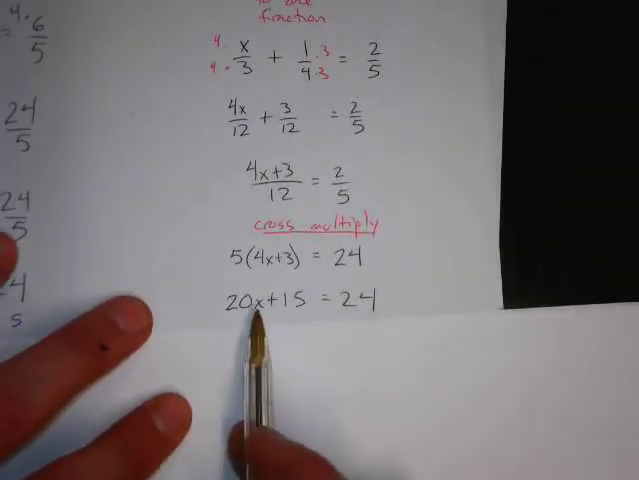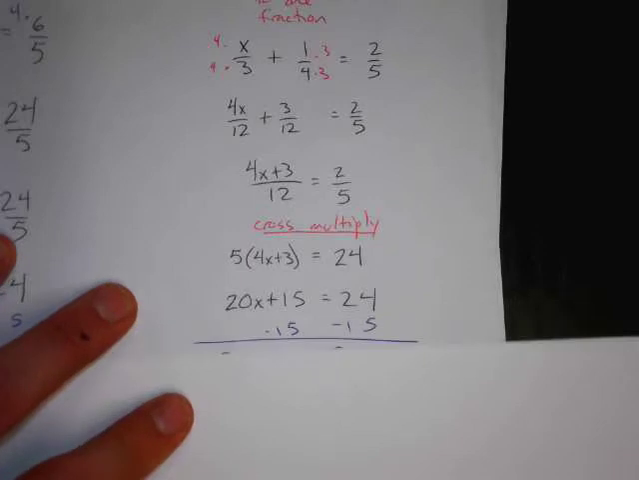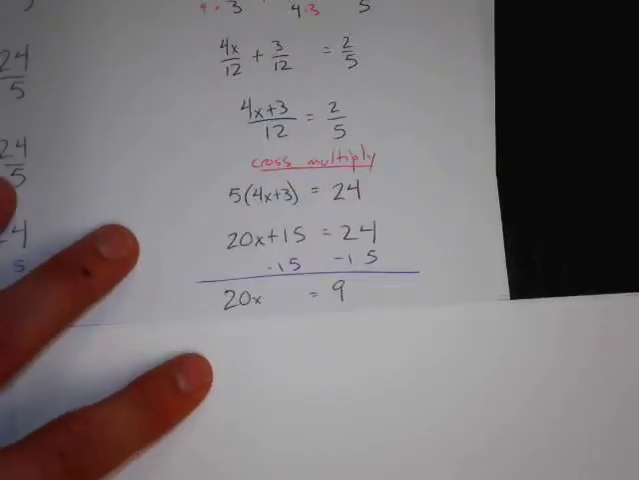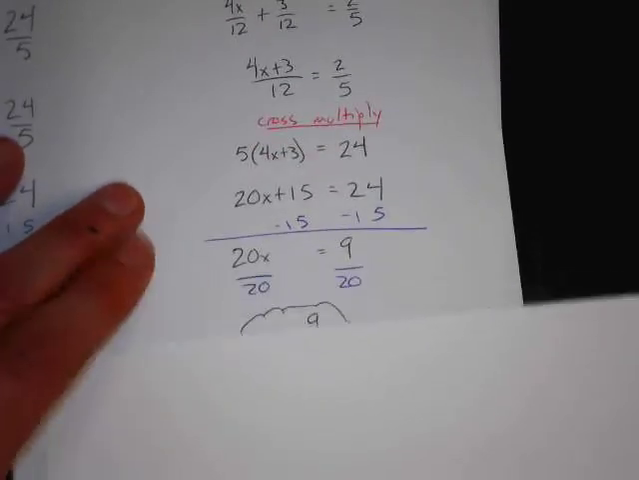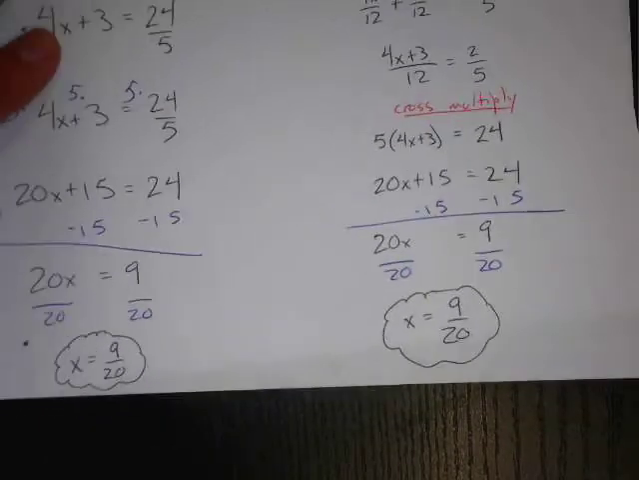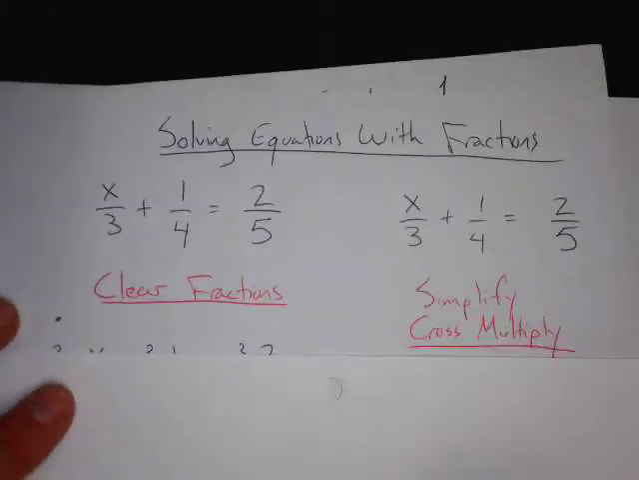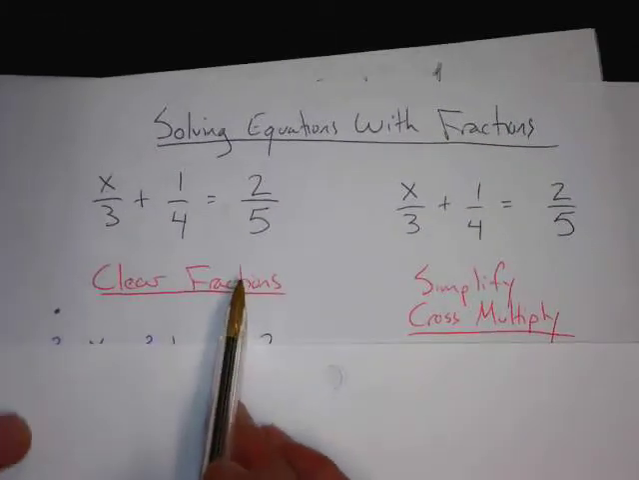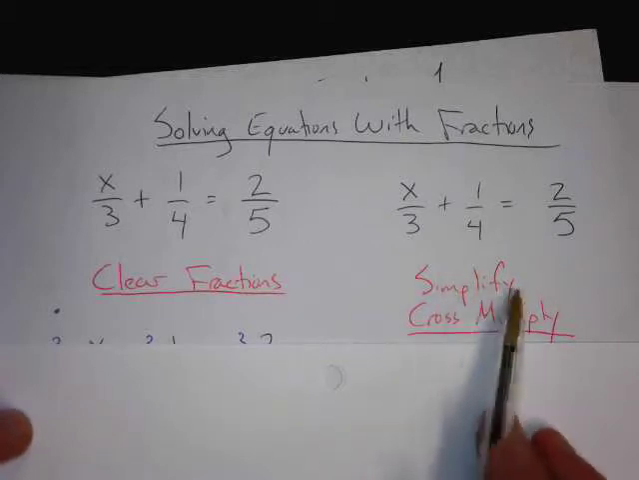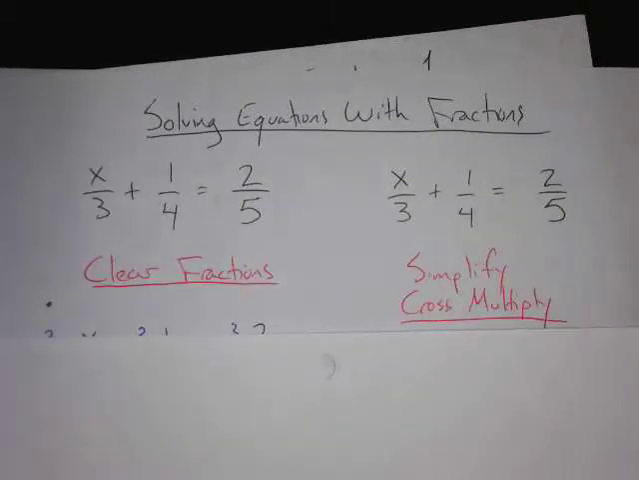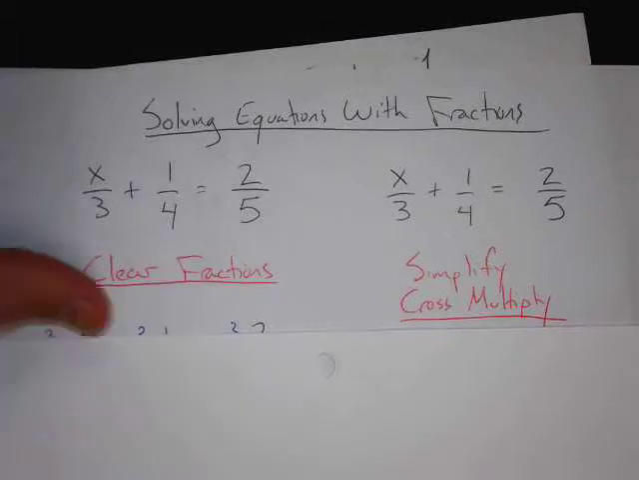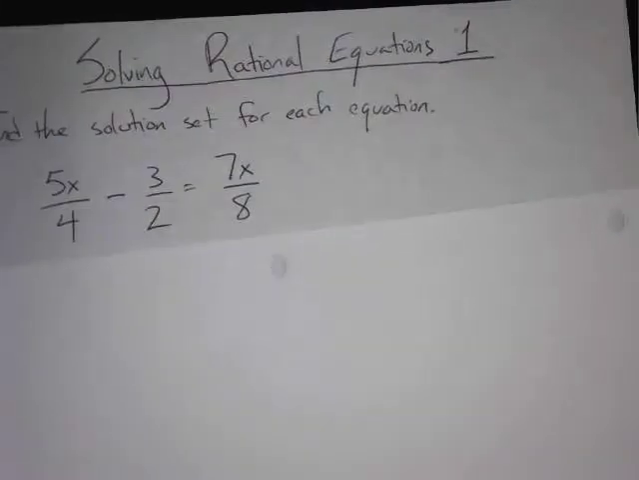I solve for x. I undo my 15 by subtracting, I get 9. Then I undo my 20 by dividing, I get 9 over 20. So either way, remember, there were two different ways we approached this. It doesn't matter which way. We could either clear fractions, or we can simplify first, then cross multiply. It won't matter which way we're approaching these examples.